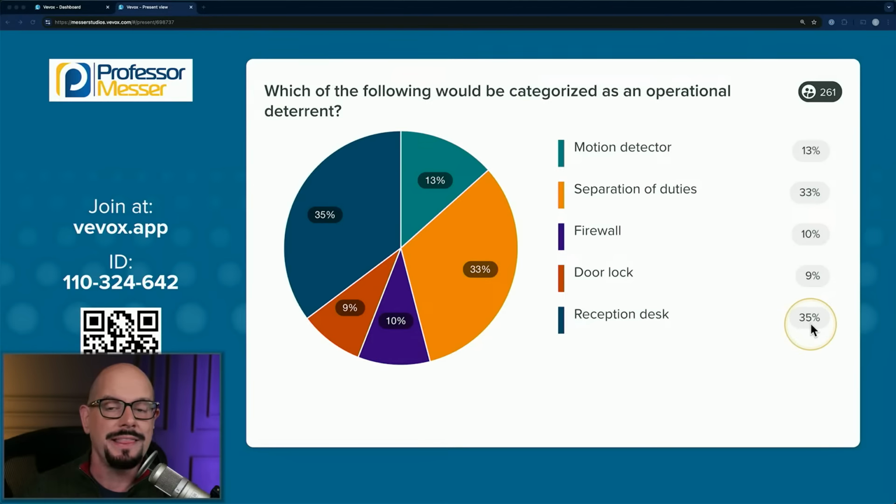Although we didn't get a majority, that was the plurality of the answers. 35% of you got that one right, and that is the right answer. That's exactly what we were looking for. Well done. Let's get to another question in just a moment.